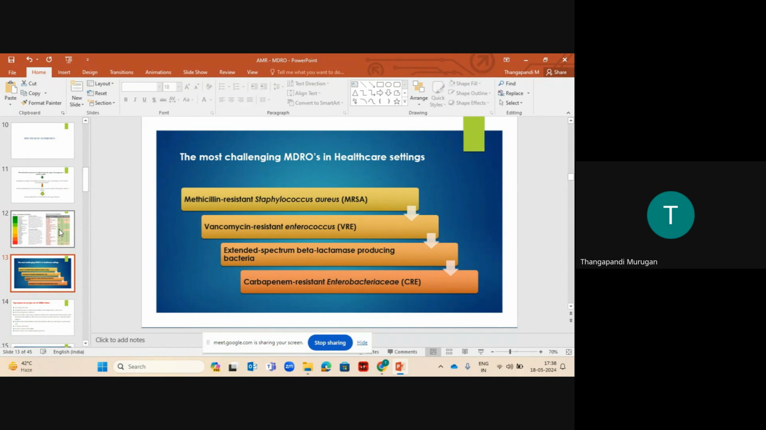Another one is vancomycin resistant Enterococcus. Even though it is rare, if it happens in a particular hospital, it is a kind of local emergency. It happens in a very rare scenario, but it is not a good sign for infection control practices as well as antimicrobial stewardship practices across the hospital.